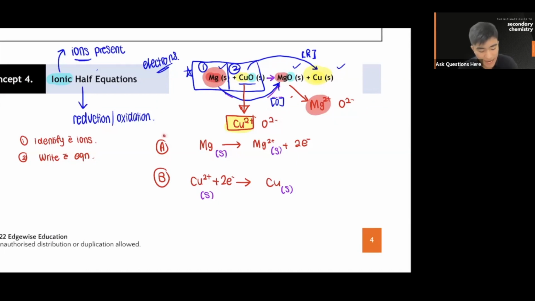So let's look at A and B. A and B have special names. Now, we look at this carefully. Mg to Mg2 plus, just now I ascertained that this reaction is the oxidation reaction, right? So I will term this as the oxidation equation. And the reaction below, we see that copper from here to here is a reduction reaction. So this is a reduction reaction or reduction equation. Give us some time to copy this down and digest this first before we move on to the next part.